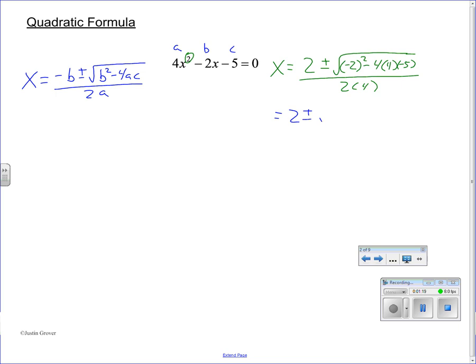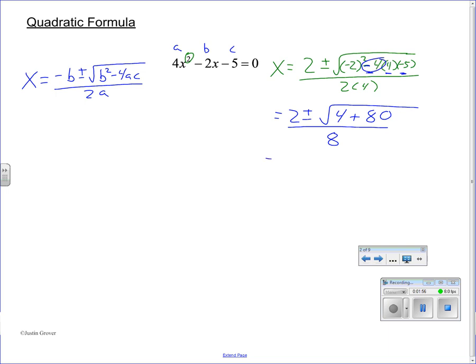2 plus or minus the square root. Negative 2 squared is positive 4. Right? Negative numbers in parentheses squared are positive. And then we actually multiply negative 4 times negative 5. Remember that negative belongs to that 4. So negative 4 times negative 5. The fact that there's an even amount of negatives means it's going to end up being a positive. See, negative 4 times negative 5 is positive 20, times 4 is 80. And that is all over 2 times a, which is 2 times 4 is 8.